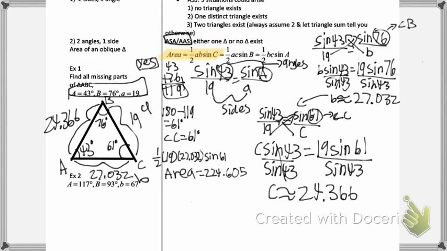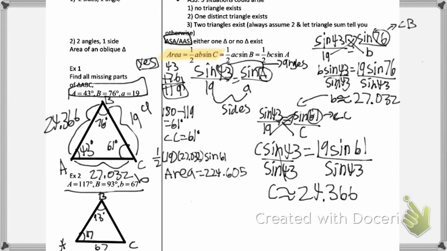So we have the given information right here. And then let's draw a triangle here, and then here. So we know angle A. So let's label the angles here, A, B, and C. So angle A is 117 degrees. Angle B is 93 degrees. And side B is 67.